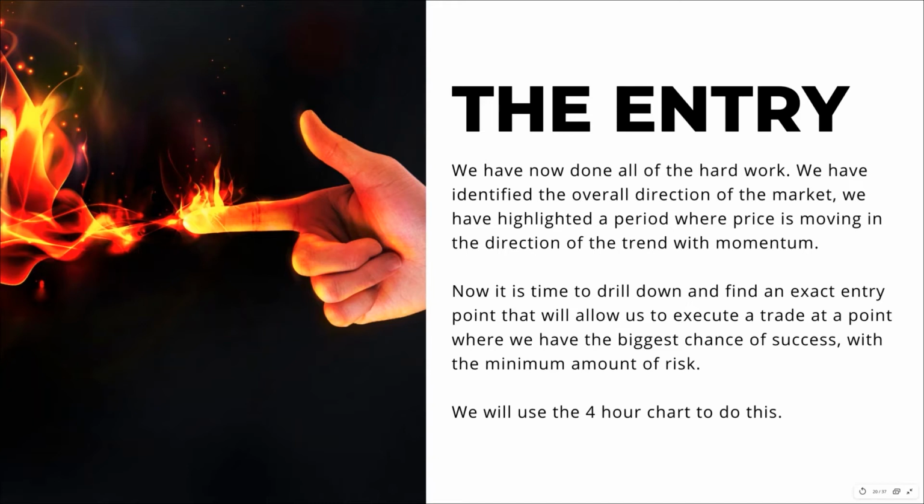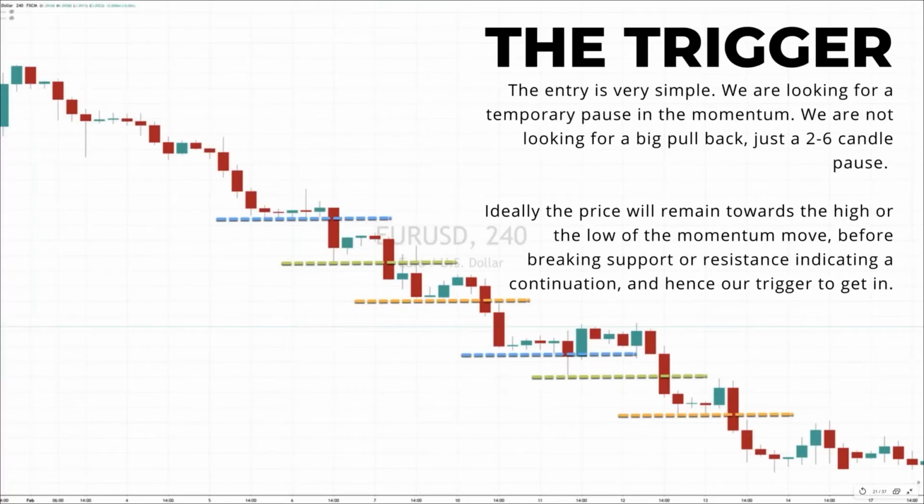The way that I do it is I will use either a 4-hour or sometimes an 8-hour chart to identify where I want to get involved in the markets. What I'm looking for is a very simple price action entry, and that is a temporary pause in the markets. So I'm looking for momentum. We get momentum here, and then I want a pause in price action. I want the price to move sideways. I don't want it to pull back.